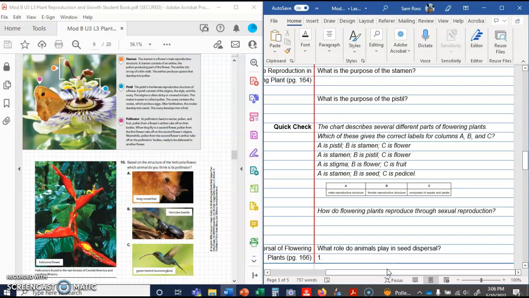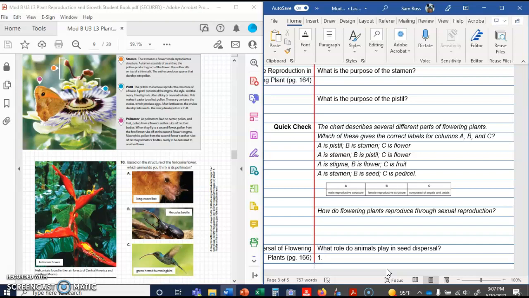Okay, the chart describes several different parts of flowering plants. Which of these gives the correct labels for columns A, B, and C? Male reproductive structure we know is the stamen, so that's going to be either B or D. And the female reproductive structure is the pistil. So it's going to be B: A is stamen, B is pistil, C is flower.